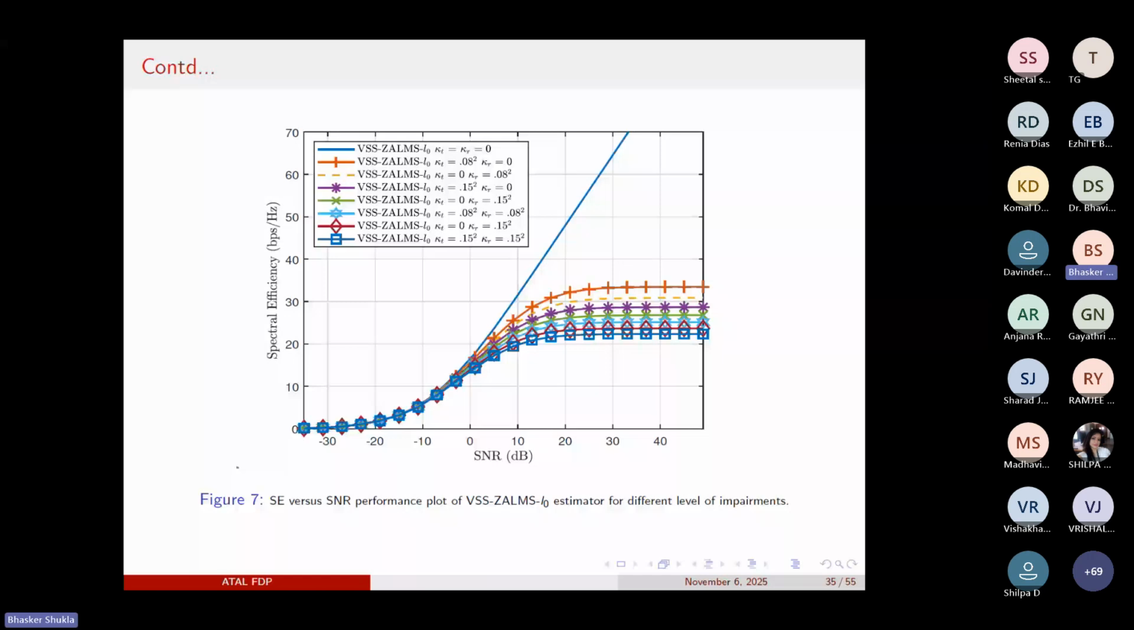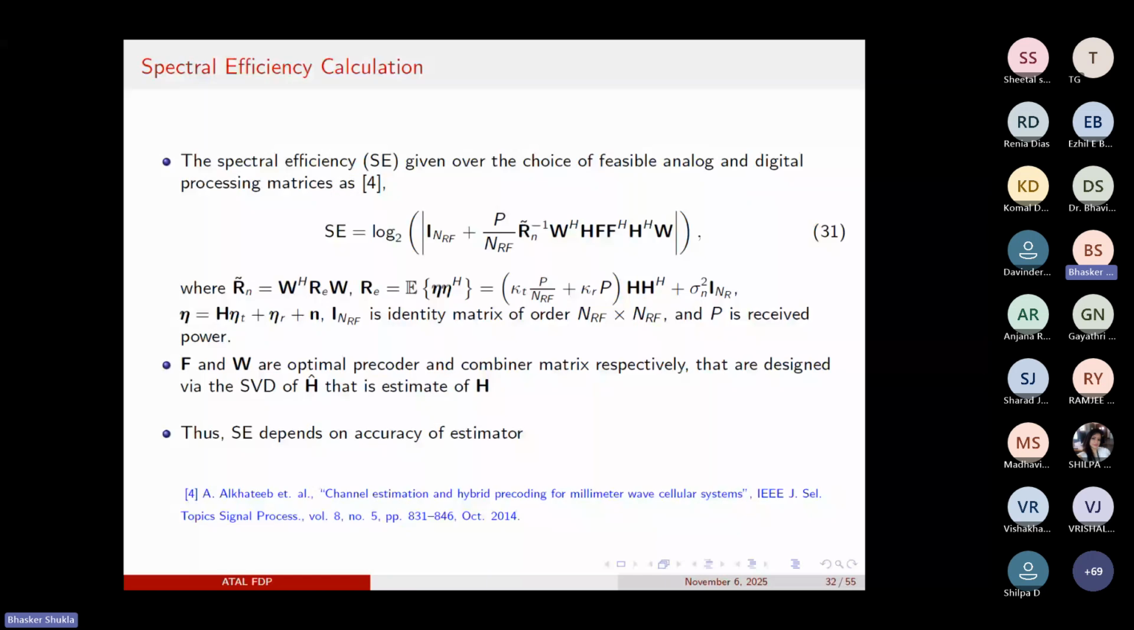If we increase the SNR after a certain limit, then we find the floor corresponding to the different kappa values. Because of this power factor, when we increase the power, the effect of eta T and eta R increases, and due to that effect the overall spectral efficiency becomes constant.